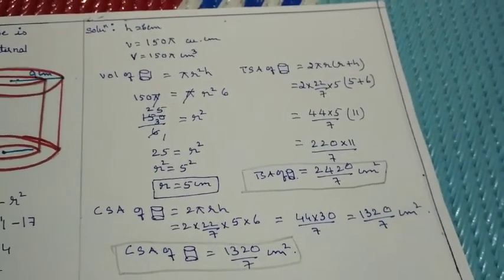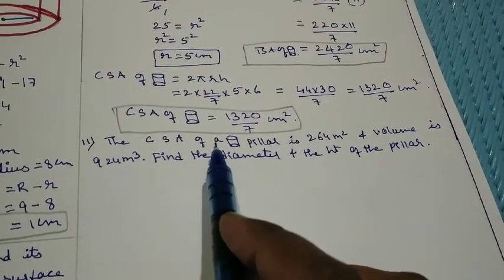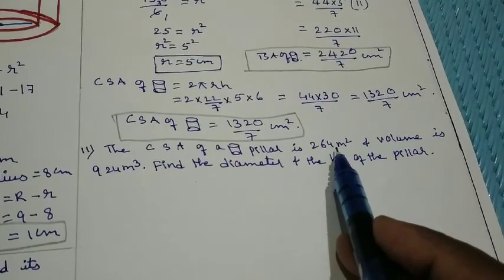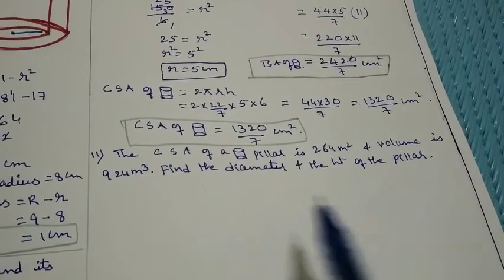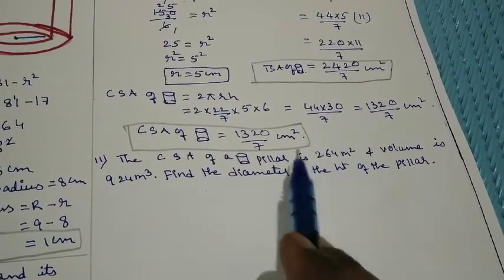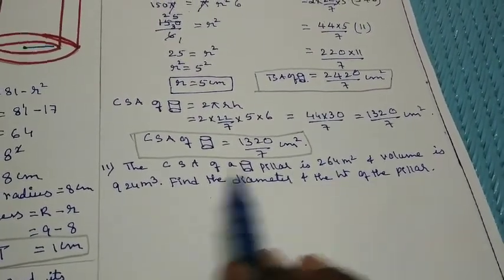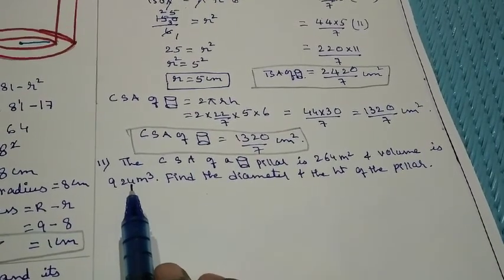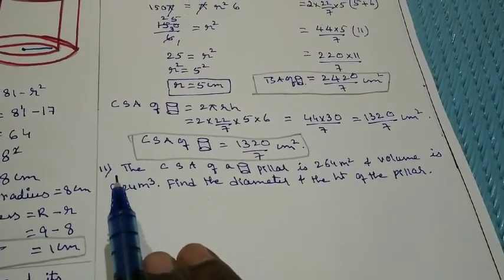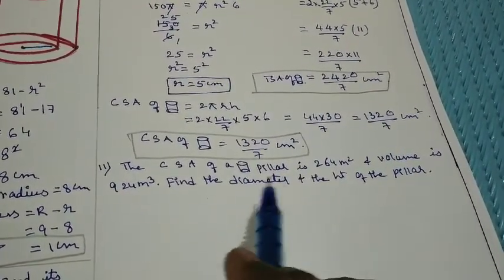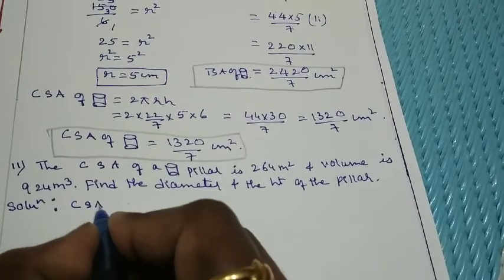Now let us move to the 11th question. The curved surface area of a cylindrical pillar is 264 meter square and volume is 924 meter cube. Find the diameter and the height of the pillar. So here CSA of the pillar is given, that is 2 pi rh. r is unknown, h is unknown. Here volume of the cylinder is also given. Here r is unknown, h is unknown. So one you need to make the subject and substitute in the other, then we'll get the radius and the height of the pillar.